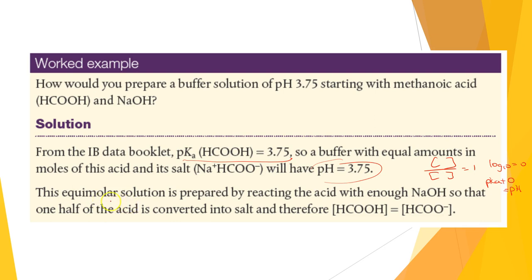So this means an equimolar solution can be prepared by reacting the acid with sodium hydroxide so that half of it is converted into the salt. Essentially, you would take 100 mL of methanoic acid, and react it with enough sodium hydroxide so that half of it is converted into salt. If you had 100 mL of 1 molar acid, you would react it with 50 mL of 1 molar sodium hydroxide to produce an equimolar solution, and it would have a pH equal to the pKa, which was 3.75.